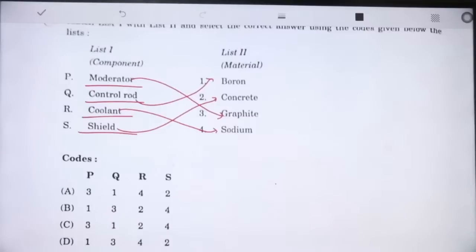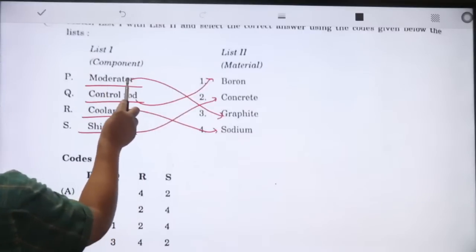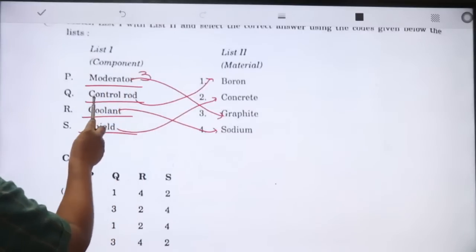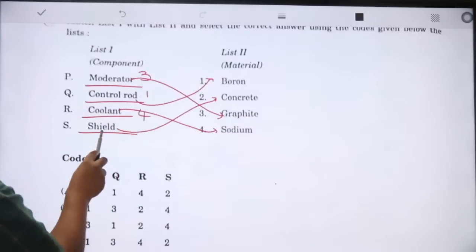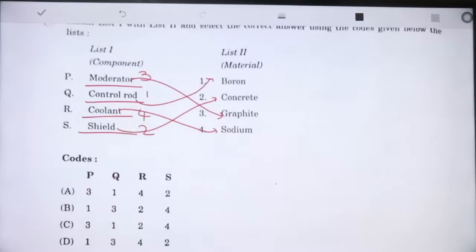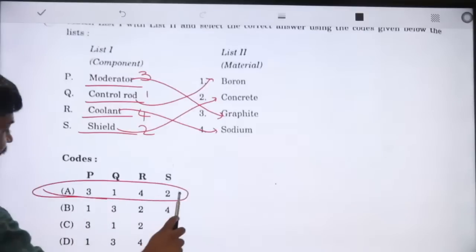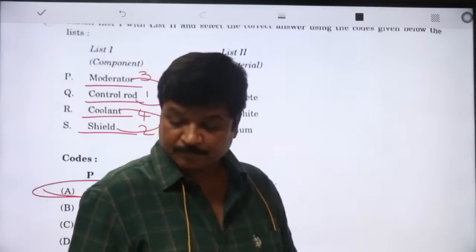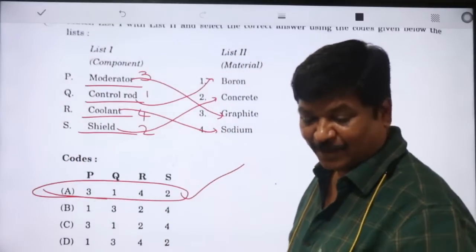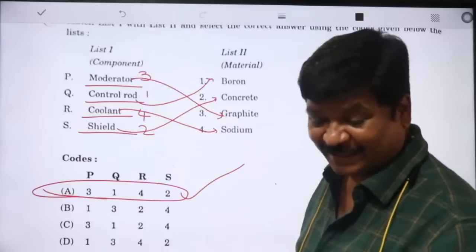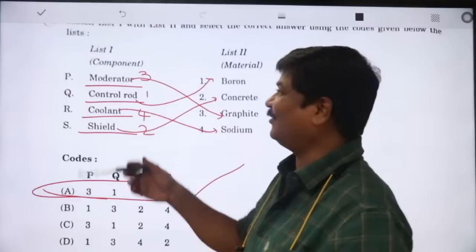What would be the answer? P belongs to 3, and Q belongs to 1. And R belongs to 4, and shield belongs to 2. So 3, 1, 4, 2. Where is that? Option A. Right. But you people are asking, sir, for the paper to be like this, while the AEs are finding it difficult. I don't know how that is.